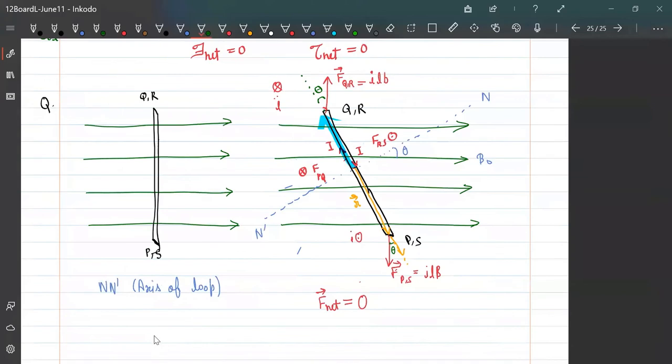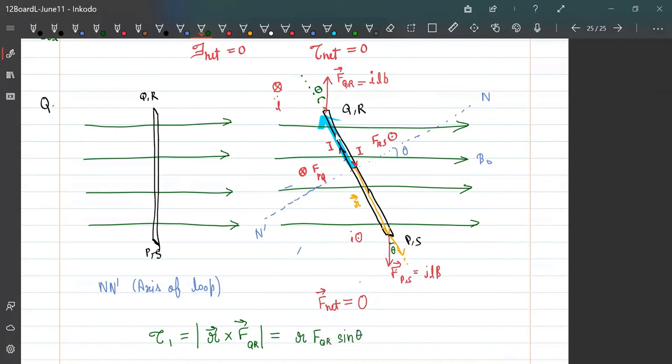So I can write torque due to force. This force, let me call it tau 1, that will be R cross F, on QR. So that is R, force on QR, into sine theta.